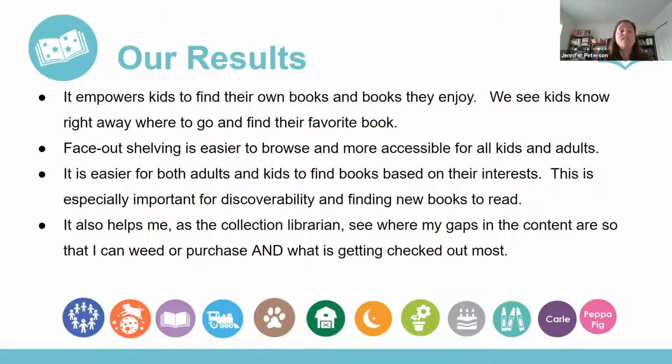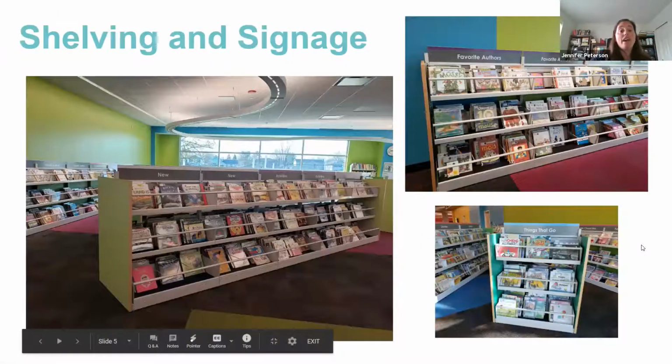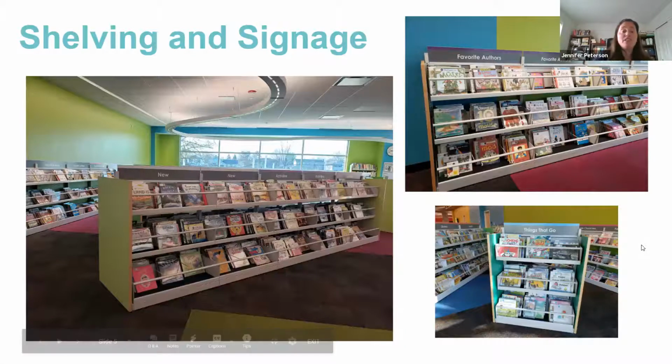And I have found that it is much more fun to search for books. And it also helps me as the collection librarian. This is my collection. I do manage this collection, and it does help me see where my gaps are in my content so that I can weed them or I can purchase. And then I also know what is getting checked out the most. Our biggest categories right now are probably our favorite characters, like, I've got an example down there, Peppa Pig. Those are obviously the more popular ones, but then I can also see how those are ebbing and flowing, because as you can see, our shelves here can get either very full or very empty.